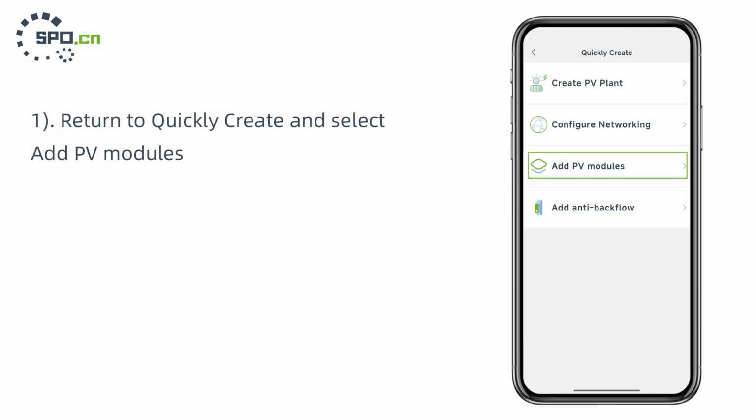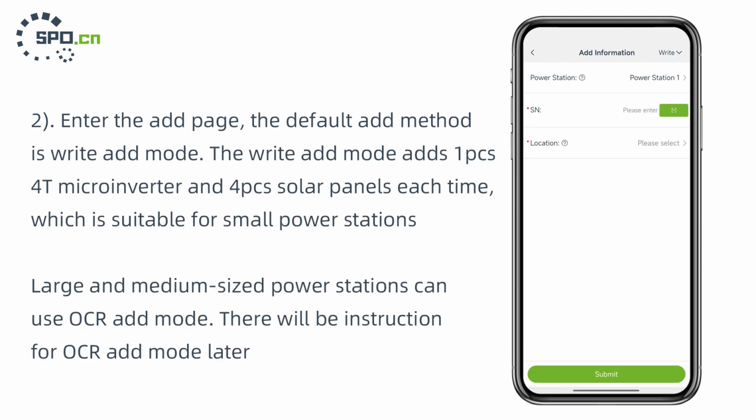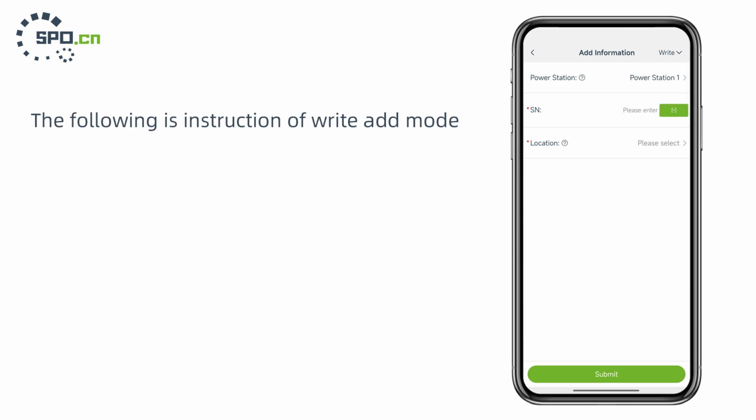Return to Quickly Create and select PV modules. Enter the add page. The default method is write add mode. The write add mode adds 1 PCS for T microinverter and 4 PCS solar panels each time, which is suitable for small power stations. Large and medium-sized power stations can use OCR add mode. There will be instruction for OCR add mode later. The following is instruction of write add mode.